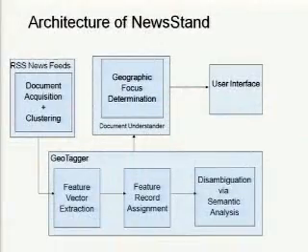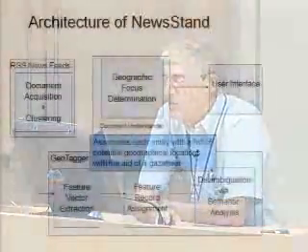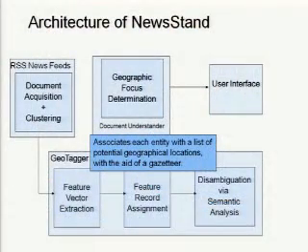Okay, so the architecture of NewsStand. You have these RSS news feeds, and you can see right here the structure: the document acquisition, the geotagger I mentioned before, feature vector extraction, and feature record. This breaks up the document into entities. The feature record assignment associates each entity with a list of potential geographic locations, and we use a gazetteer.